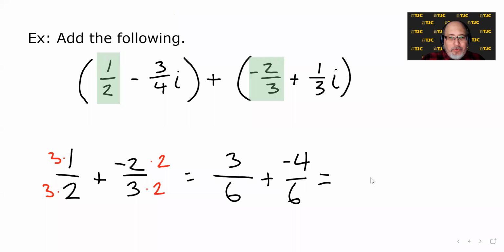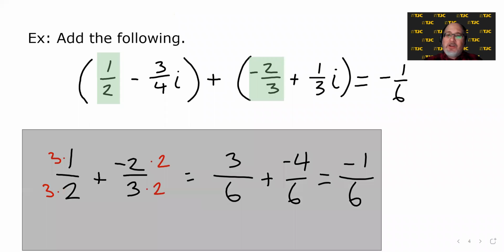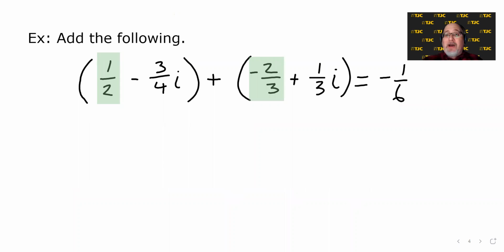All right, so keep the denominator of 6. 3 plus -4 is -1. And when we add 1/2 minus 2/3, when we add 1/2 and -2/3, we get -1/6. I know that was a lot of talk just to put together 1/2 and -2/3, but I wanted to take this opportunity to remind you how to add and subtract fractions. We'll go through the second one a little bit faster.